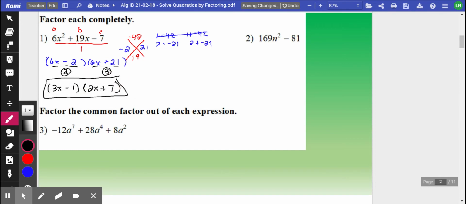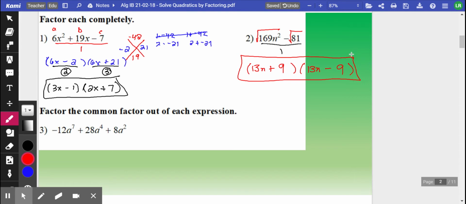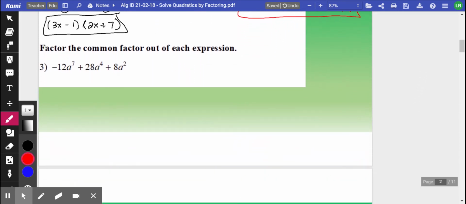For number 2, that's difference of squares. Okay, you still do check. What can I divide out? And for this one, it's 1, it's done. And then we can do our difference of squares shortcut. Remember, we just use square roots. Remember, one's plus, one's minus. Square root of 169 n squared is 13n. So they both start with 13n. Square root of 81 is 9. And there's our factored form. Boom, done. Number 3, just factoring out a greatest common factor or a common factor.